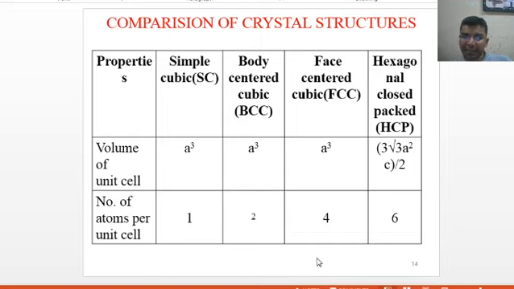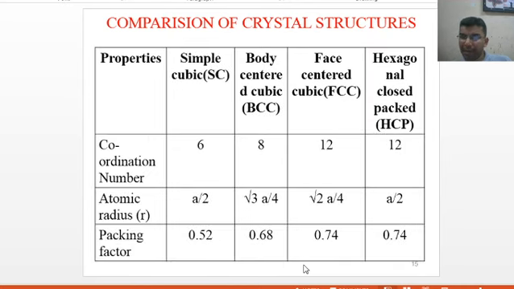Comparison of crystal structures. While comparing, the volume of the unit cell is a cube, a cube, a cube, and 3 root 3 a squared c by 2. Number of atoms per unit cell: 1, 2, 4, 6. Coordination number: 6, 8, 12, 12. Atomic radius: a by 2, root 3 a by 4, root 2 a by 4 and a by 2. Packing factor: 0.52, 0.68, 0.74 and 0.74.